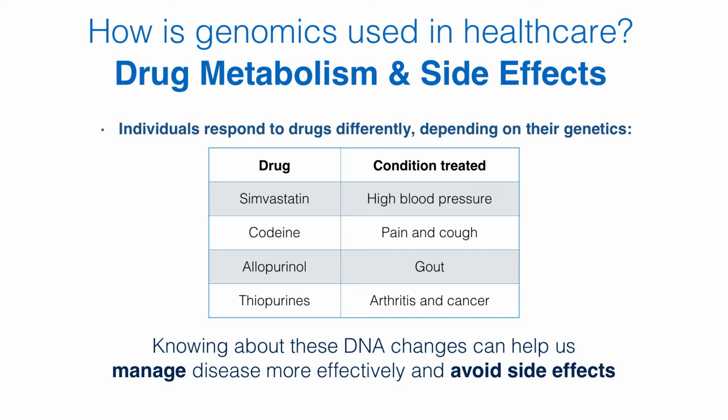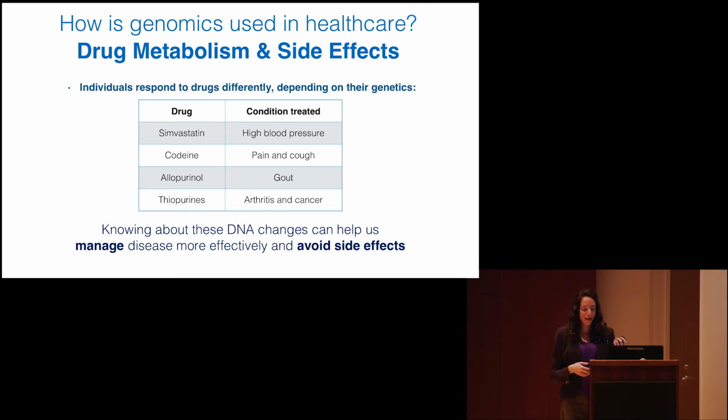Another interesting area where genomics can affect you is drug metabolism and different side effects. So basically, everyone can respond to drugs differently. You've probably had this experience where you know that a certain drug might work for your friend, but it doesn't work for you. So I have a few different examples about ways that the drugs can affect you differently. So this is a list of different drugs, the conditions that they treat, and I'll talk a little bit about the effects that they can have.